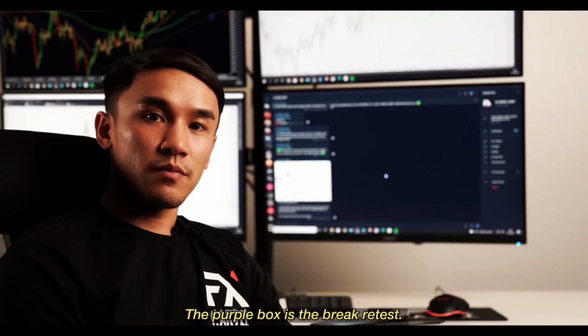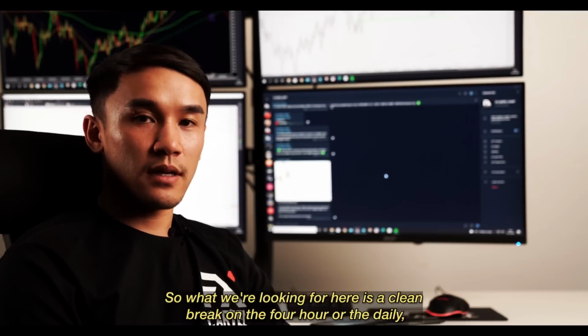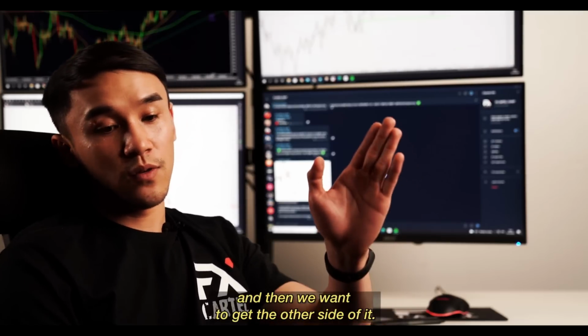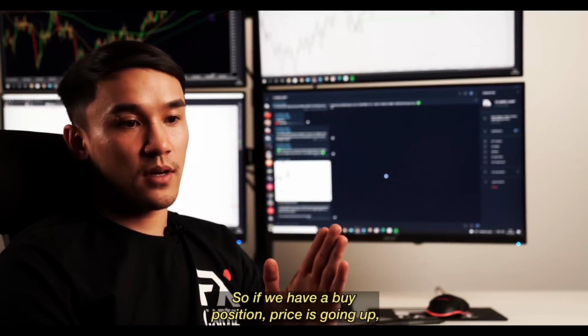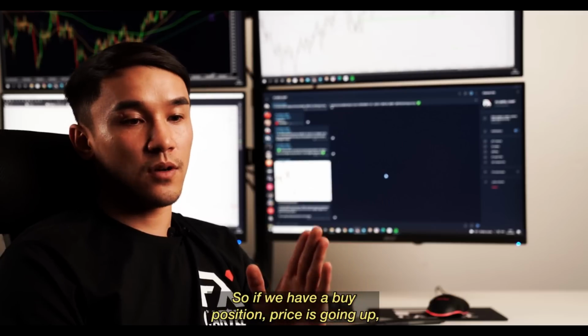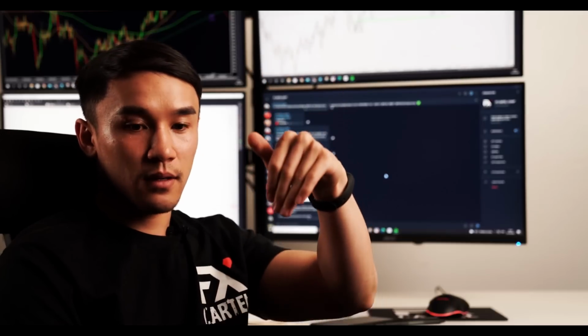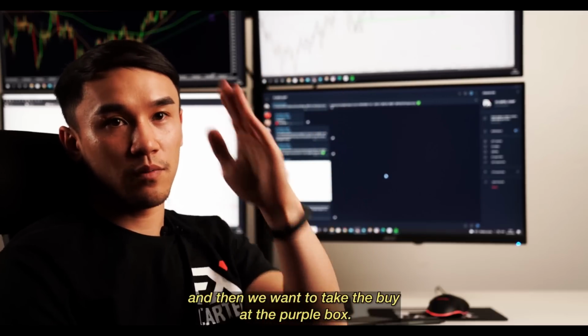The purple box is the break retest, so what we're looking for here is a clean break on the 4-hour or the daily, and then we want to get the other side of it. So if we have a buy position, price is going up, we want to see price break and then pull back, and then we want to take the buy as a purple box.